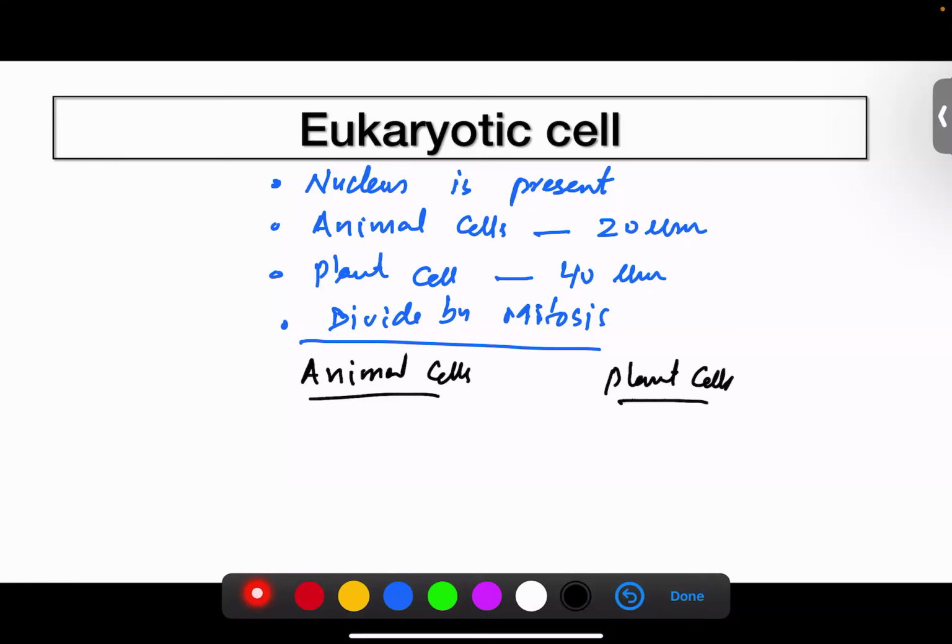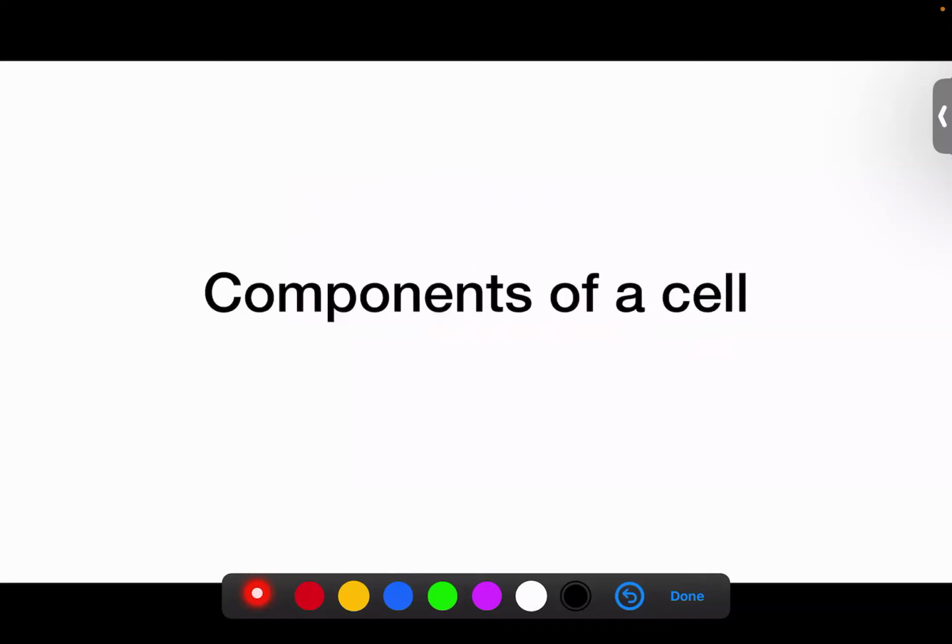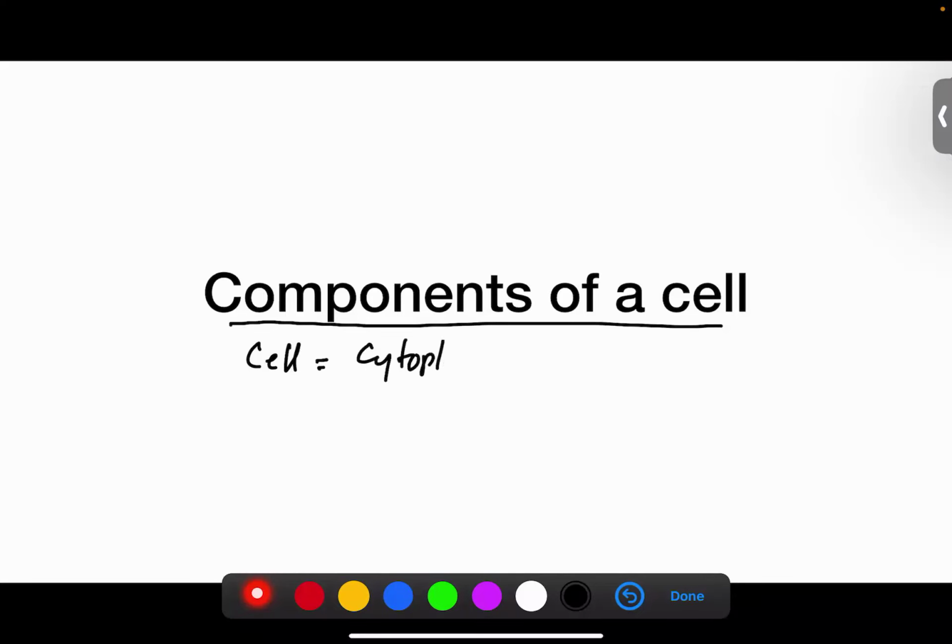So let's see the components of cells first, and then we'll have a look at these animal cells and plant cells seen under a light microscope, scanning electron microscope, and a transmission electron microscope. Components of a cell: a cell consists of cytoplasm plus cell membrane, and plus cell wall in case of plant cells.